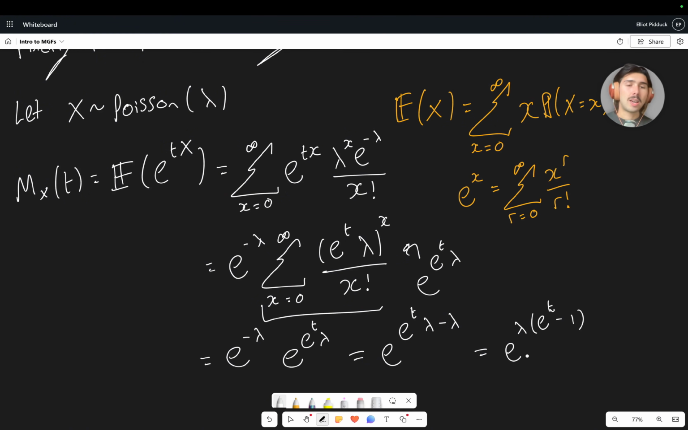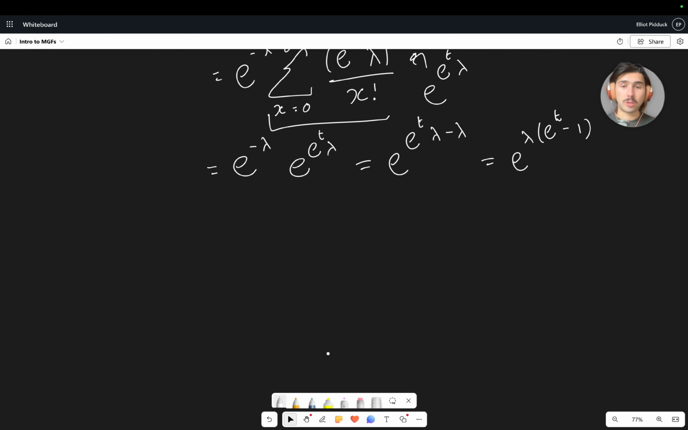And so what this here is, it is a function of t. There's no x in it at all. And this function has the amazing property that if you differentiate it n times and evaluate it at 0, it will give you the expected value of x to the n. That's what it is, because it's the moment generating function.